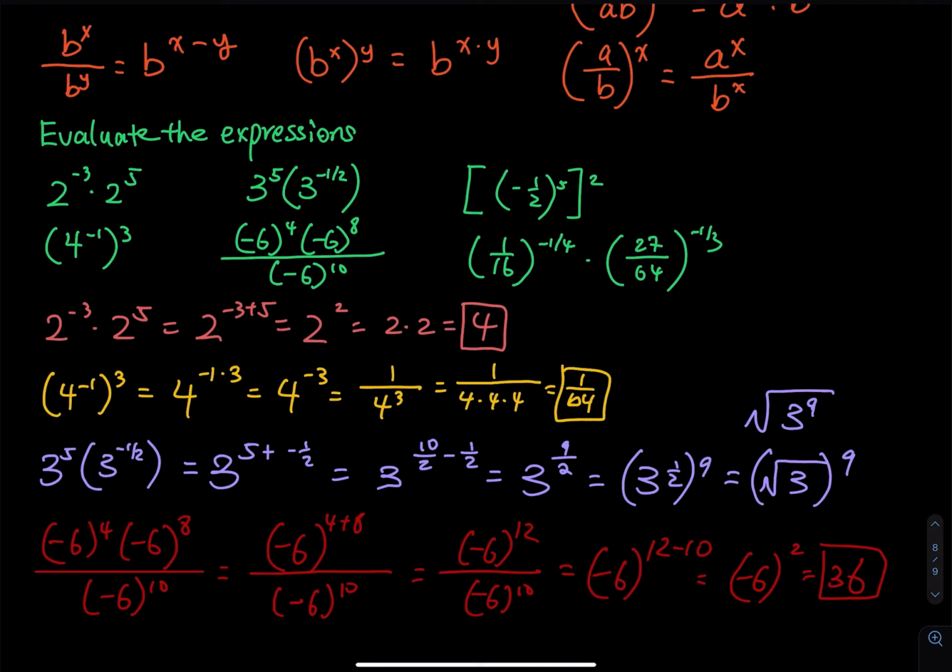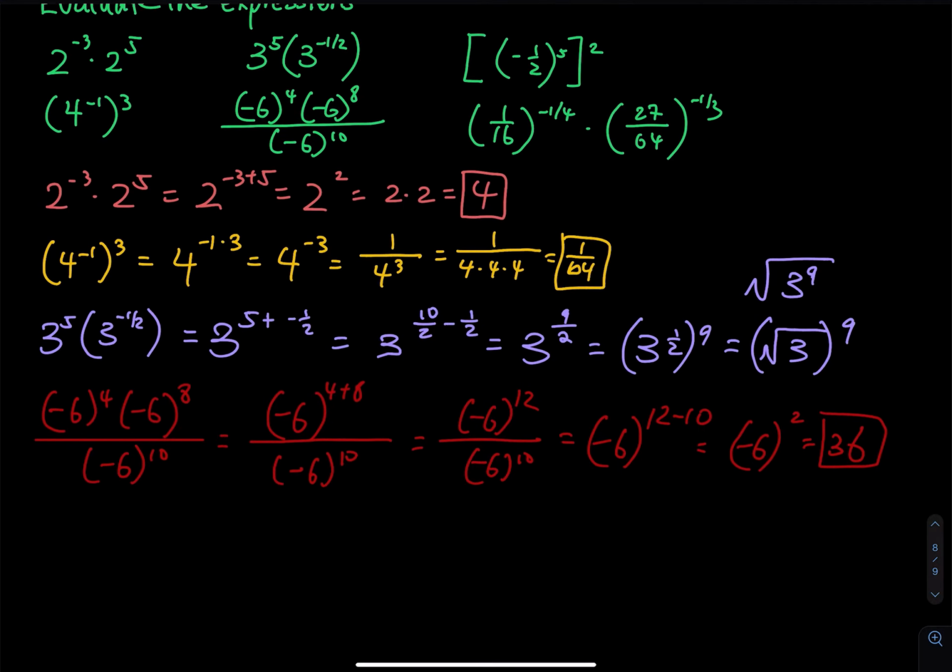All right, and then the next one, you have a parenthesis, negative 1/2, you raise the whole thing to the 5th, and then you raise the whole thing to the square. I will multiply the power first, so take the 5 times 2, right? So take the 5 times 2, you get a 10. So you get negative 1/2, and then raise to the 10. So what is that equal to?